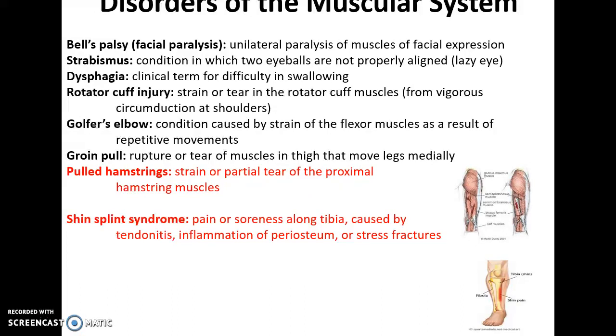Rotator cuff injury, a strain or tear to the rotator cuff muscles, often from vigorous circumduction of the shoulders. Golfer's elbow, condition caused by strain of the flexor muscles as a result of repetitive motions. The groin pull, rupture or tear of muscles in the thigh that move the legs medially. Pulled hamstring, strain or partial tear of the proximal hamstring muscles. And shin splint syndrome, where there's pain and soreness along the tibia, caused either by tendinitis, inflammation of the periosteum, or stress fractures within the tibia.